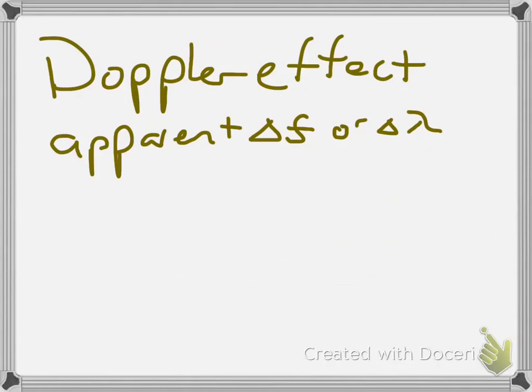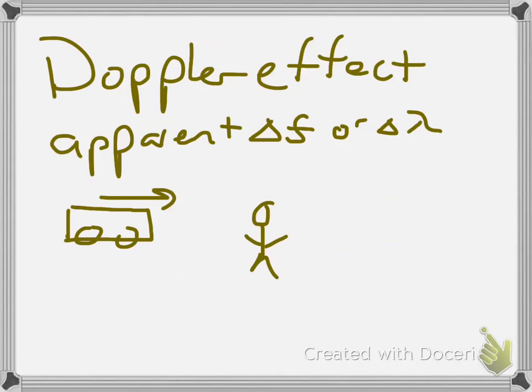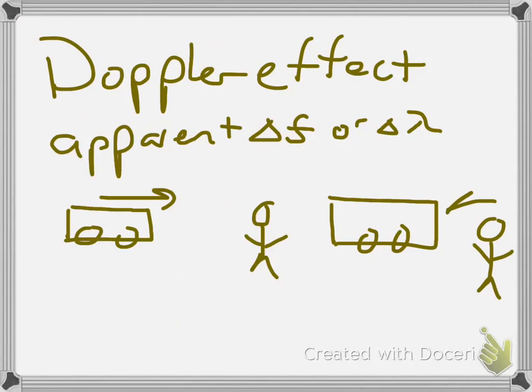So it could be something like a car approaching you as you stand on the side of the road, okay? Or it could be a car standing still and you're approaching the car, right? So in this first case, we have the moving source and a stationary observer. In this case, we have a stationary source, which is the car, and a moving observer, which would be you.